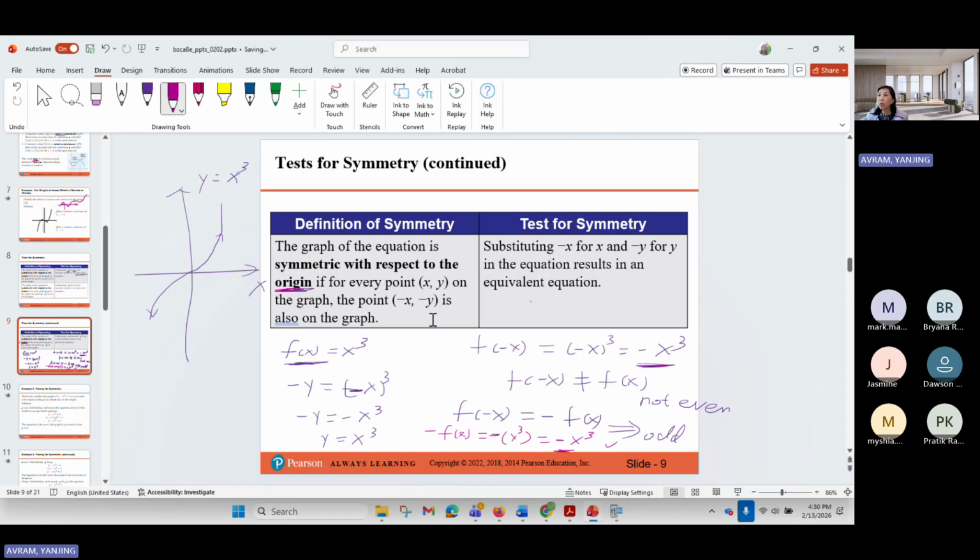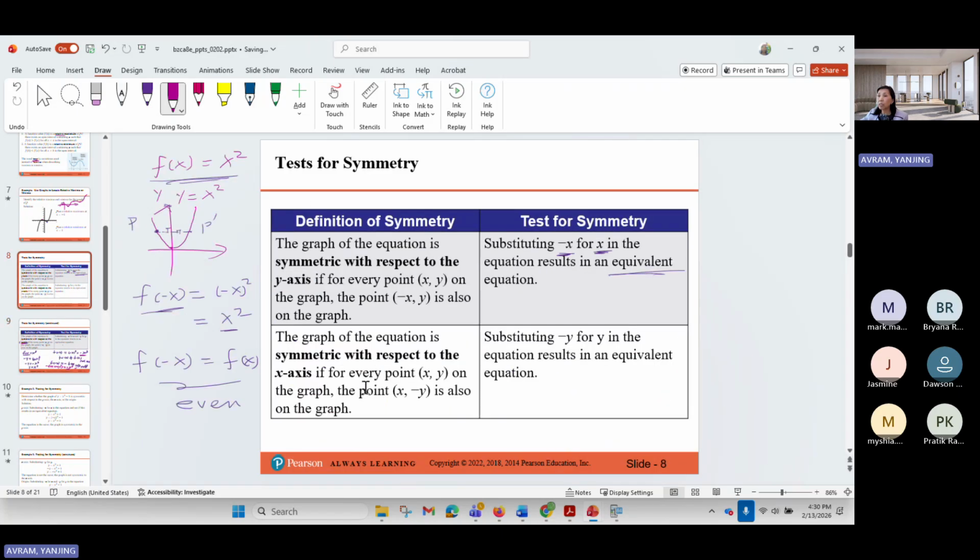One more thing is symmetry with the x-axis. If you have a graph symmetric with the x-axis, it will look something like that. We have x equal to y squared. Symmetry with the x-axis is neither even nor odd. If I graph a point P, draw a perpendicular line to the x-axis and extend it the same distance, I can find this point right here. So that is symmetry with the x-axis.